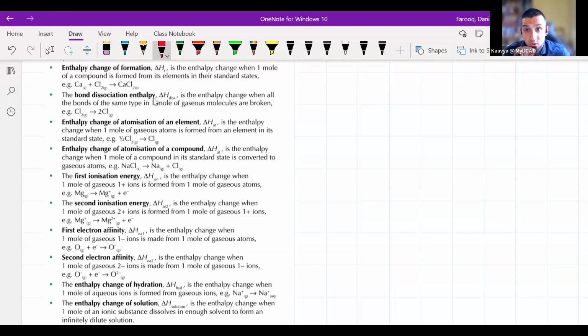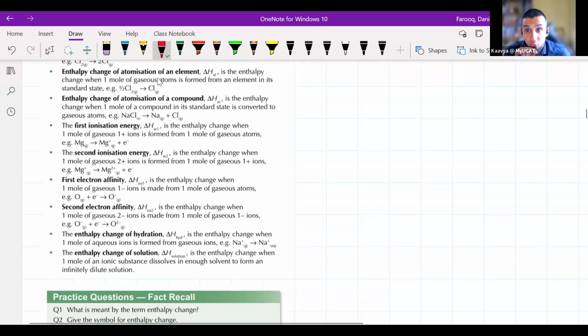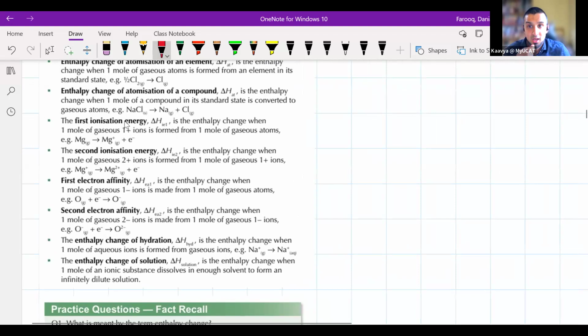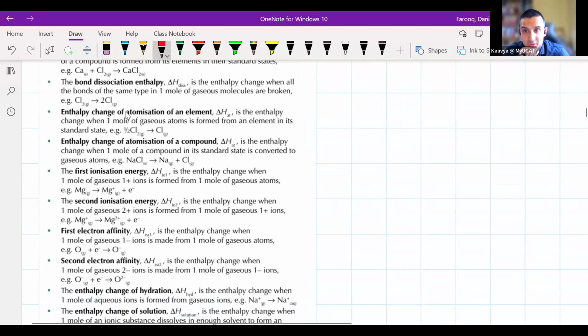Then bond dissociation enthalpy is the enthalpy change when all the bonds of the same type in 1 mole of gaseous molecules are broken. So you're essentially dissociating, you're breaking all those bonds. And then enthalpy change of atomization, you're forming a single atom from its standard state. So it's atomization, you're atomizing something, you're forming the atom from its element. And then the enthalpy change of atomization of a compound is exactly the same, but you're not starting from the element, you're starting from the compound. So you go from the compound to the atoms that were contained in that compound. And it's always 1 mole, as I mentioned before.